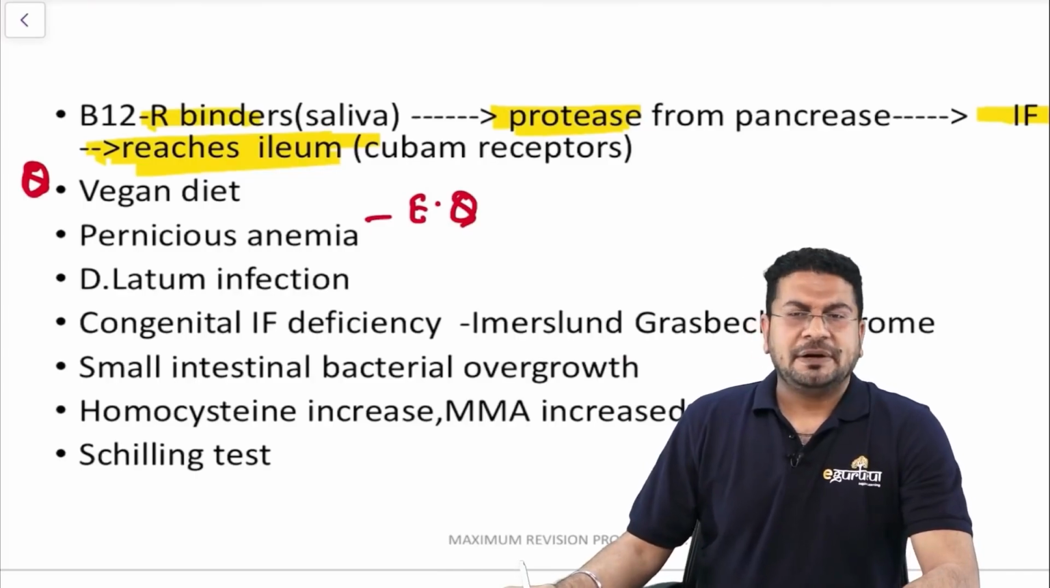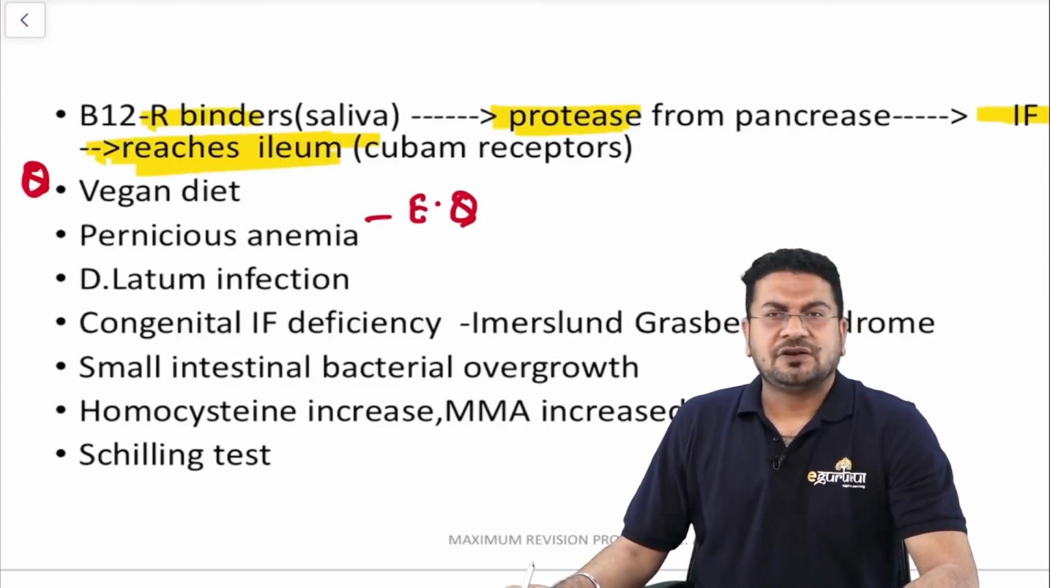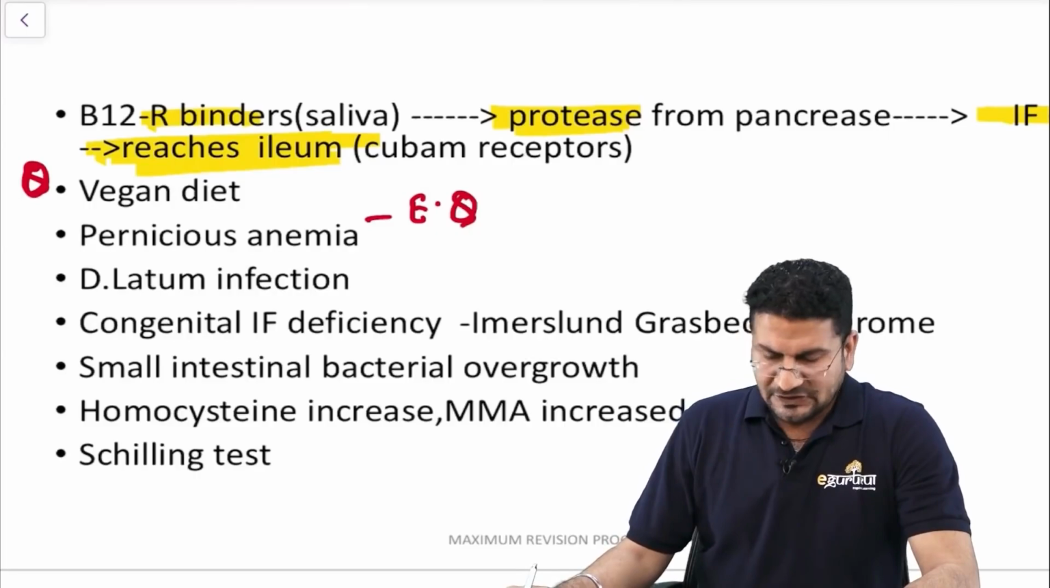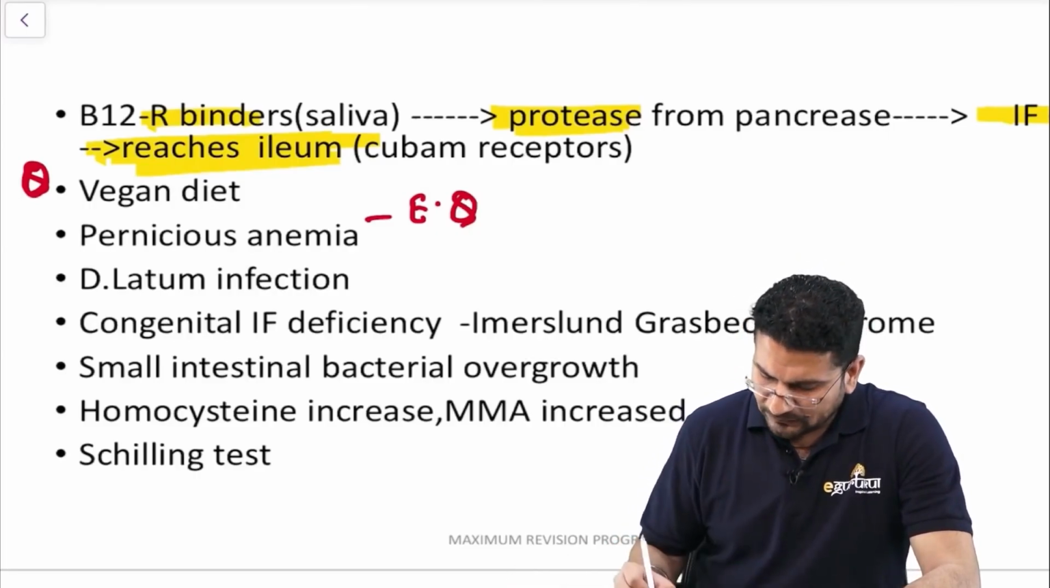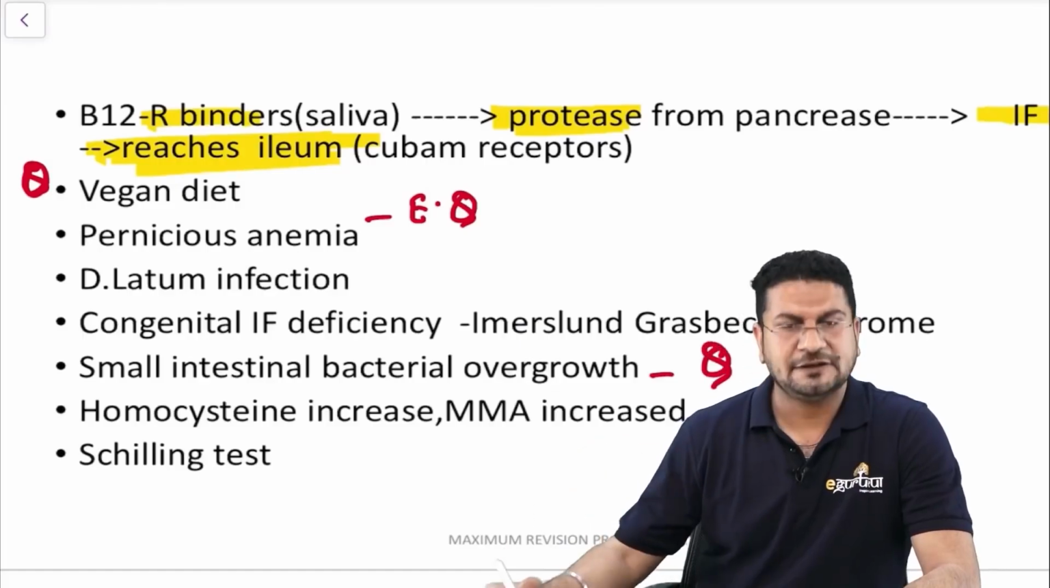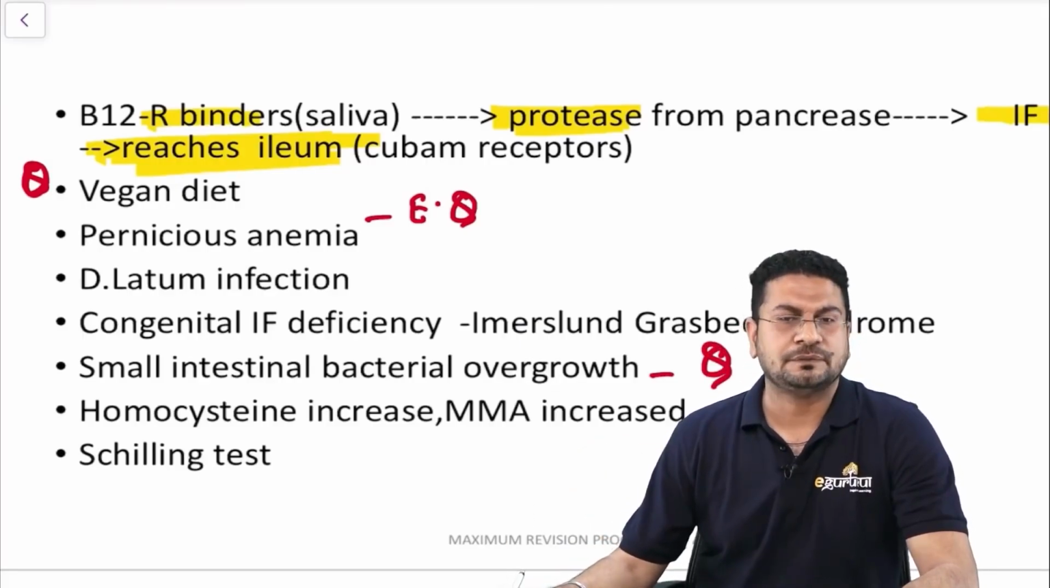If I overlap medicine with microbiology, then remember Diphyllobothrium latum infection can be a cause. Congenital intrinsic factor deficiency, we call this Imerslund-Grasbeck syndrome. This question also came in the exam, so they can ask again: small intestinal bacterial overgrowth syndrome.